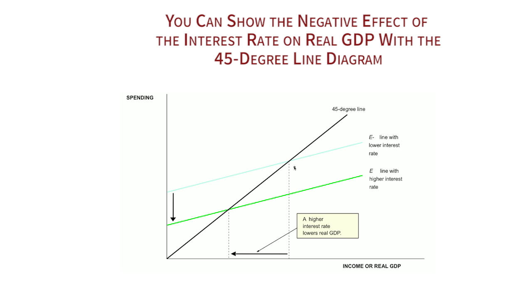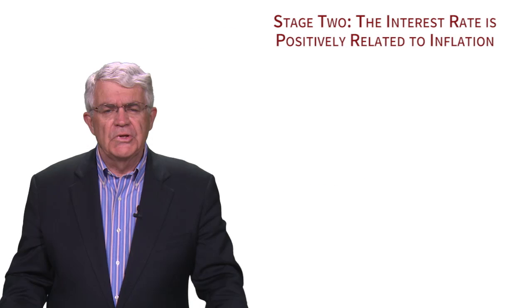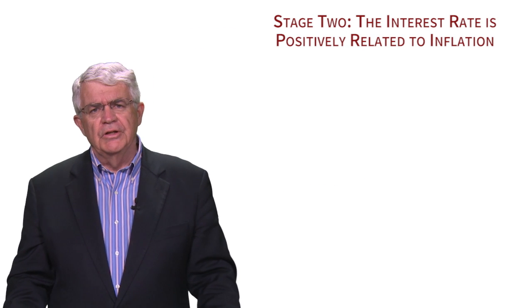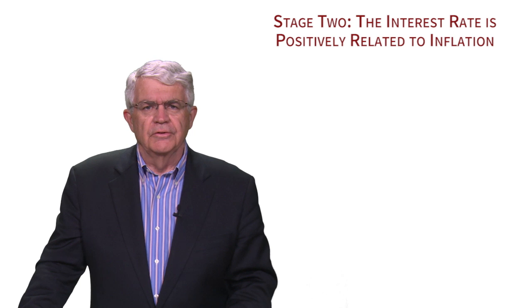And this is going to cause the intersection to move from here over to here, and therefore the level of GDP to go down from here to here, and that decline represents the negative relationship of real GDP and the interest rate. Because remember, what we just did was increase the interest rate, and we found that real GDP goes down. So that's really a way to represent this first stage of the analysis of the derivation of our aggregate demand curve.